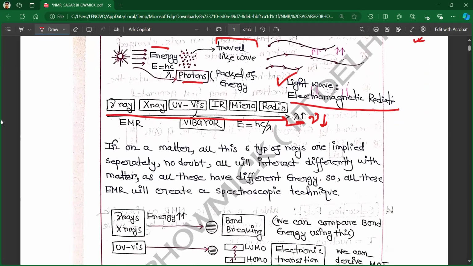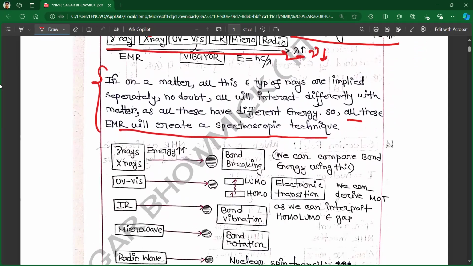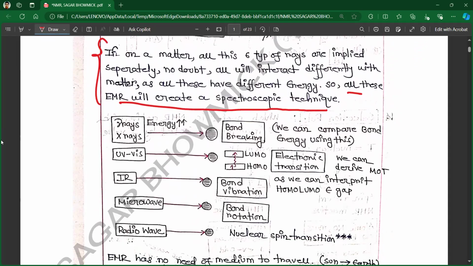Now, let's read what is written here. If all six types of rays are applied separately on a matter, no doubt all will interact differently with matter, right? As all these have different energy, every ray will interact differently. So all this EMR will create a spectroscopic technique. For every ray we will have a different spectroscopy. Now gamma rays and X-rays have very high energy, sufficient for breaking bonds, so they will break bonds in a molecule. So this is not suitable for spectroscopy, but from here we can compare bond energy because it is breaking the bond.